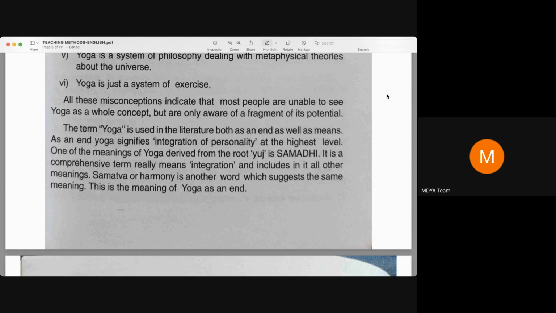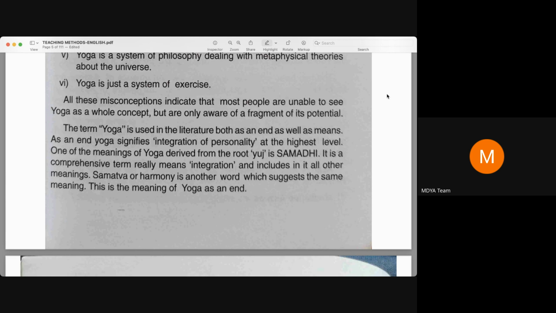So as an end, yoga signifies integration of a personality, which we said earlier. Personality means how you integrate your physical body with your mental body, with your emotional body, with your prana. That is the integration of a particular personality, and that leads to your potential at the highest level. One of the meanings of yoga is derived from the root yuj. The yuj is samadhi. So it is a comprehensive term that really means integration, means addition, and it includes in it all other meanings.